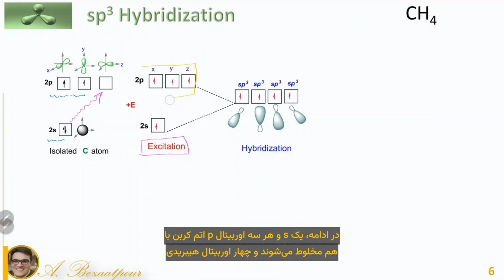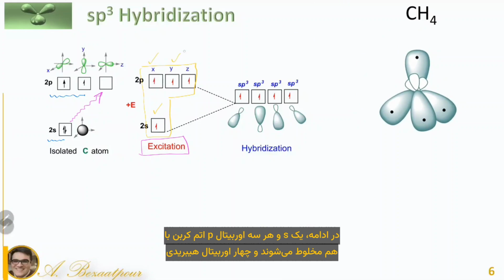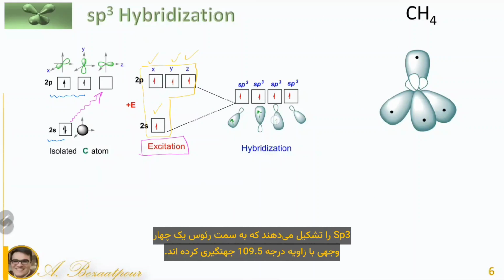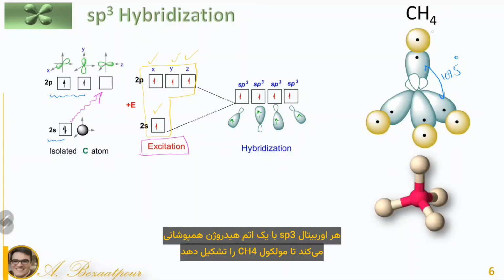In the following, 1s and all 3p orbitals of the carbon mix together and form the 4 sp3 hybrid orbitals, which point toward the vertices of the tetrahedron with 109.5 degrees. Following that, each sp3 orbital overlaps with a hydrogen atom to form the methane molecule.